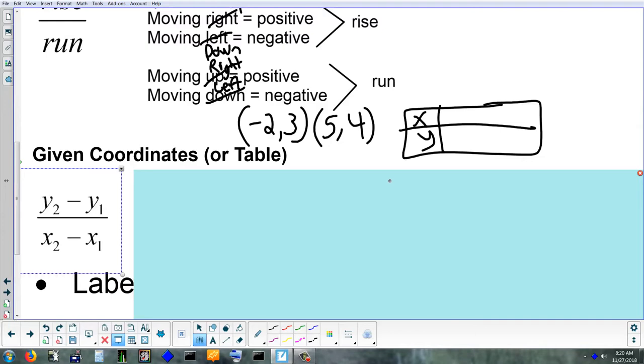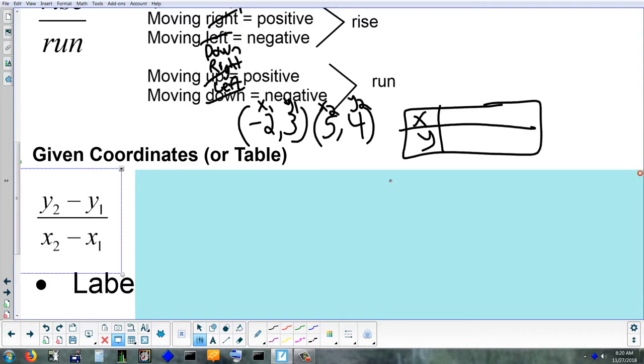So again, here's your formula. Okay, cool. So these are your coordinates. All right? If I was looking at these two ordered pairs, and you don't have to write this down, I would label negative 2 as x1, 3 as y1, 5 as x2, 4 as y2. That's how I would label it. Now, you can flip it around and do it the other way. You could do y1 minus y2, x1 minus x2, that's fine. You're just gonna make sure you're consistent.